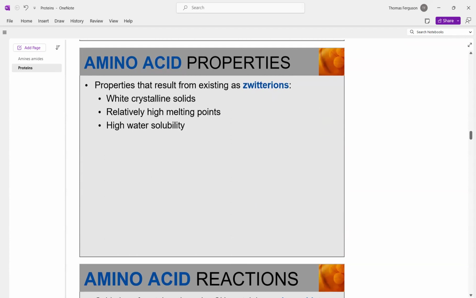Because amino acids are Zwitter ions, they're very ionic. They have a very high IMF, very, very high, because it's ionic. Hence, high melting point, high surface tension, high boiling point, etc.